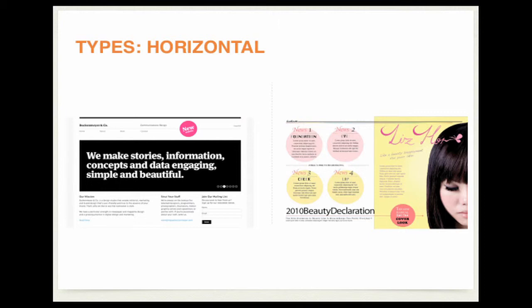Then looking at that 2010 Beauty Declaration layout, you also got the horizontal. You've got the News 1, News 2, and the name of the Liz Hone, I think it is, all in the top horizontal quadrant. And then the middle quadrant, you've got News 3, News 4, and then that text over on the right side of the page. And at the bottom quadrant, you've got the 2010 Beauty Declaration with that kind of pinkish salmon colored circle on the right side of the page.